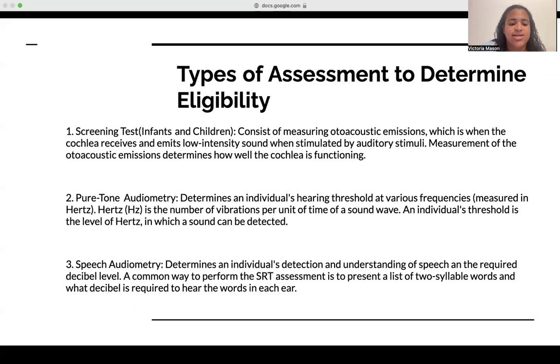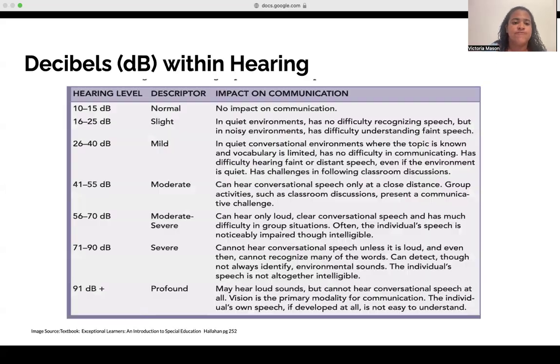And the third test that is used is the speech audiometry, which determines the individual's detection and understanding of speech and the required decibel level. A common way to perform the SRT assessment is to present a list of two-syllable words and measure what decibel level is required to hear the words in each ear, which determines how impaired the individual is.